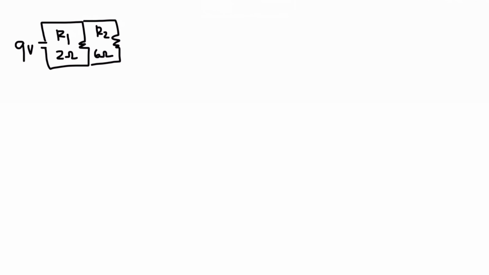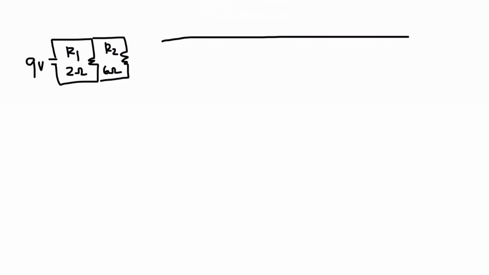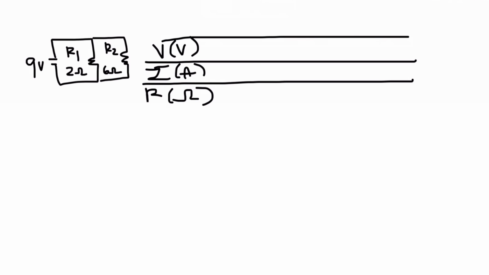And then I'm going to draw a table like we did in the series video so we can calculate the voltage and other components of a circuit. So voltage is in units of volts. Current is in units of amps, and also resistance will be in units of ohms. We're going to calculate these components at resistor 1, resistor 2, and for the whole circuit, which we'll just say T for total.